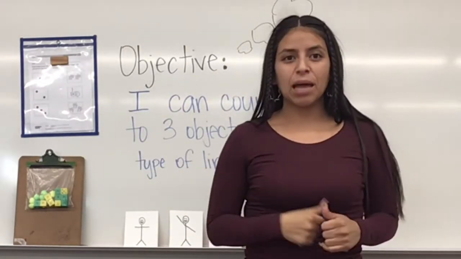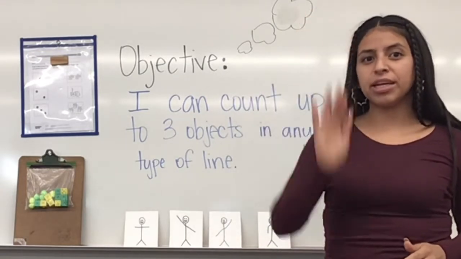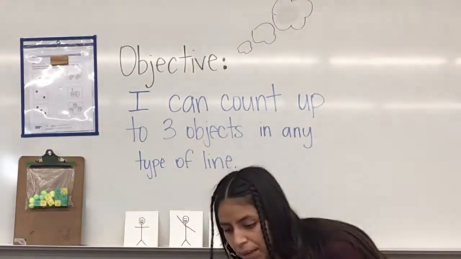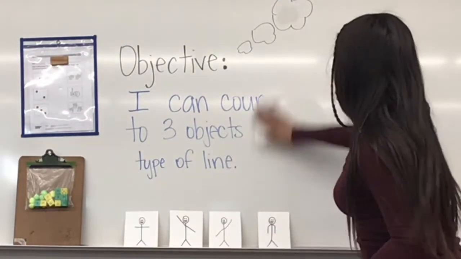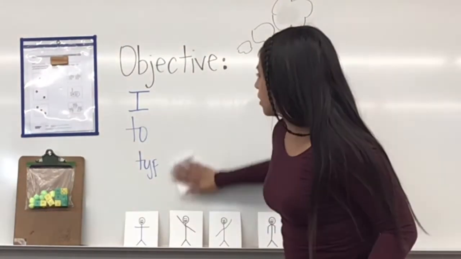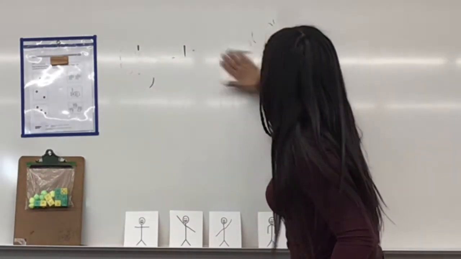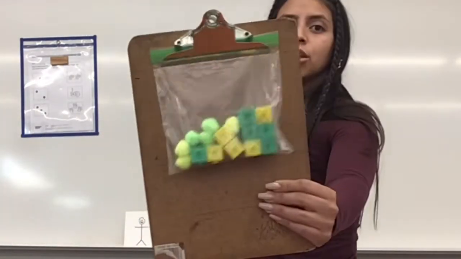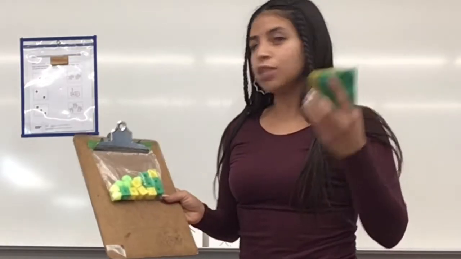Now that you know what type of lines our objects are gonna be put in, let's go ahead and go over how that looks like. So I'm gonna erase my board and I'm gonna create a space where we can do our lines together. So now it's time for you to pull out your linking cubes, yellow and green. I'm gonna start using my magnet tiles and I want you to follow along with me.